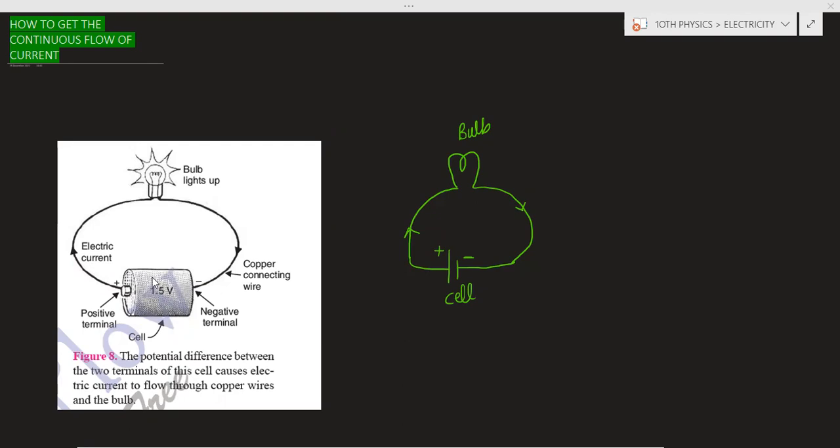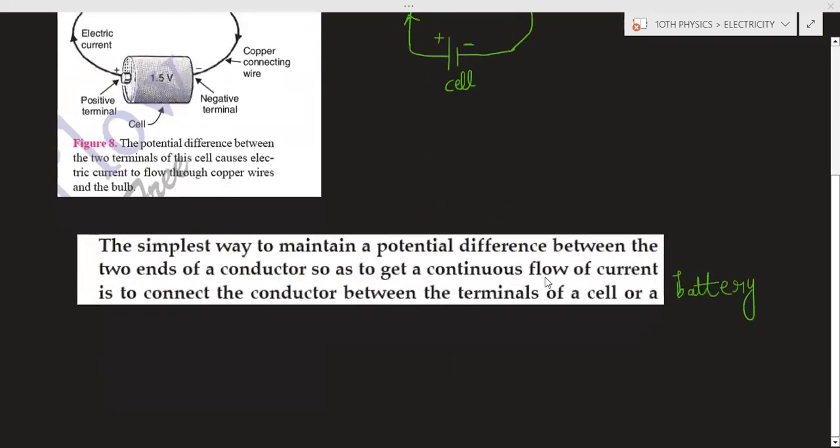So here this cell is used to create a potential difference. This cell is basically a dry cell. Done, sir. Write on this.